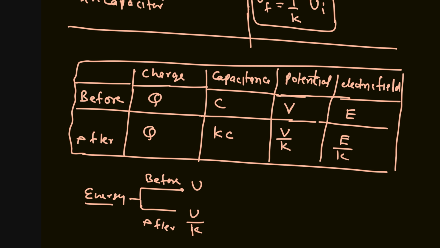Now I'm going to summarize this part in one table like this. Before, the charge on the plate is Q, after insertion of dielectric again Q. Capacitance is C, that is epsilon naught A by d, now becomes K times epsilon naught. And potential V, and V by K after. The electric field before is sigma upon epsilon naught, now becomes sigma upon epsilon naught K.